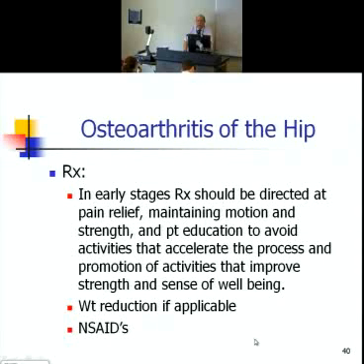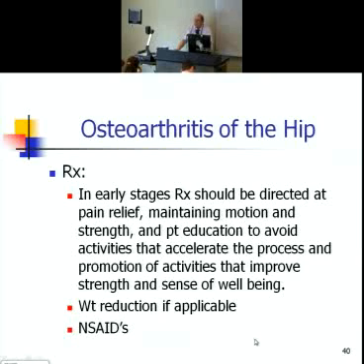So in the early stages of osteoarthritis, what do we do? We direct it at pain relief or treatment, maintaining motion and strength, so giving the patient a home exercise program, and patient education to avoid activities that accelerate the process. Particularly with osteoarthritis of the knee, I would often see people who are those kind of runners that get their runner's high. They get that high that they get with running, and boy, let me tell you, you show them their x-ray and you say, you're killing your knee. Why don't you consider taking up biking?